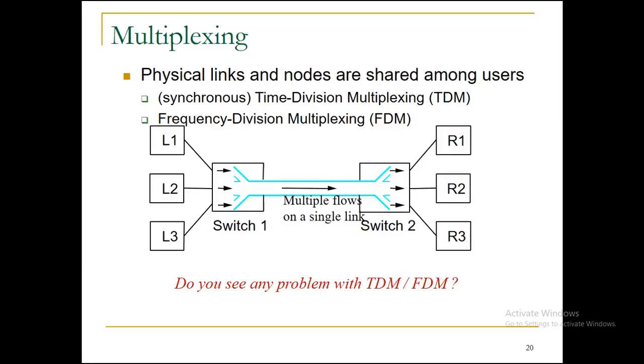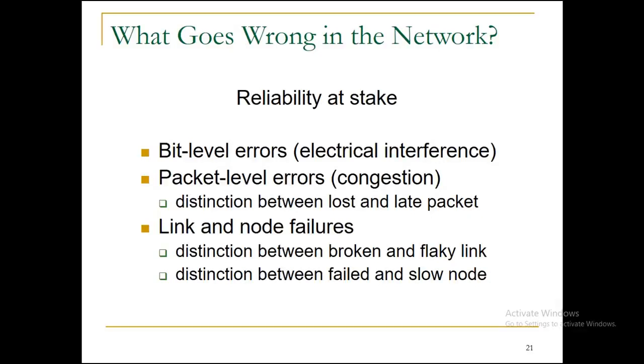Now, some of these problems that you might encounter within networks and their implementation, as far as multiplexing is concerned, you'd have reliability, and at the top of it, reliability can be at stake. This is where you have bit errors or bit level errors, where electrical interferences might occur to disrupt the number of bits being transmitted.